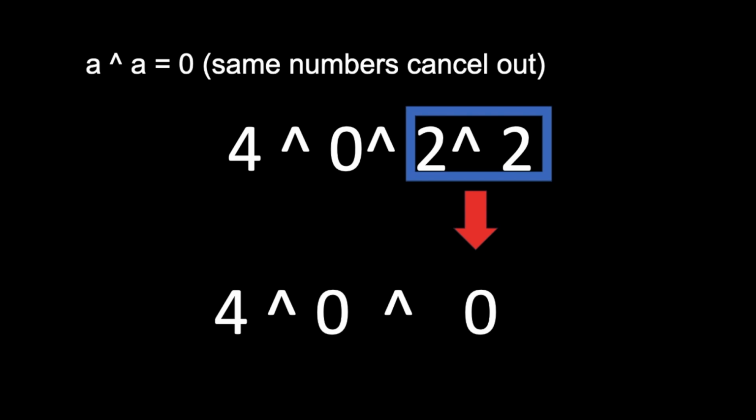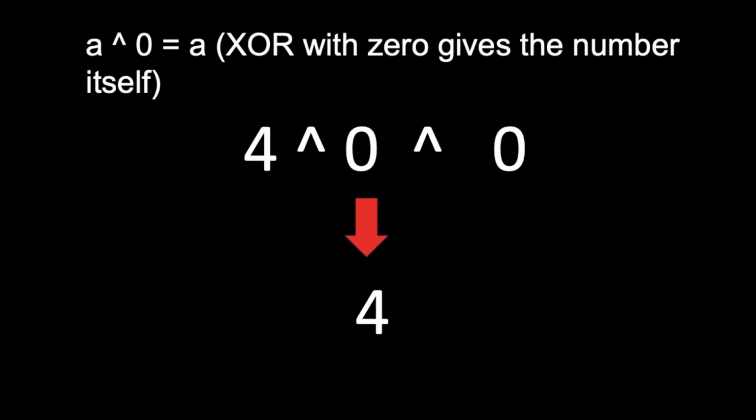Now we will use the second property of the XOR operation, that is, when we XOR any element with 0, we will get the element itself. So 4 XOR 0 XOR 0 will return 4. So this is the single element which is there in the array.